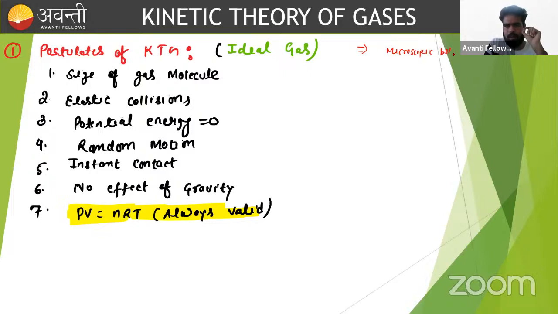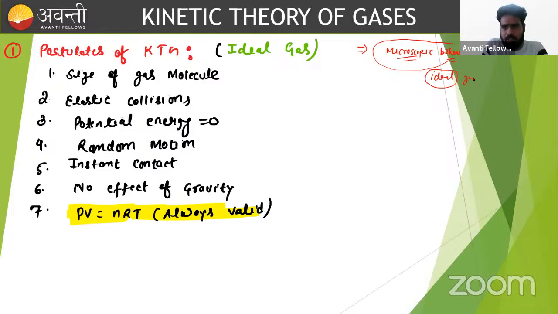Microscopic behavior of gaseous molecules. Okay, what is the meaning of micro and macro? In macro, we discuss the average behavior of the system, but in microscopic, we are interested in the individual behavior of the molecules. So this is also known as the microscopic behavior, and here the system is gas and the gas is ideal.